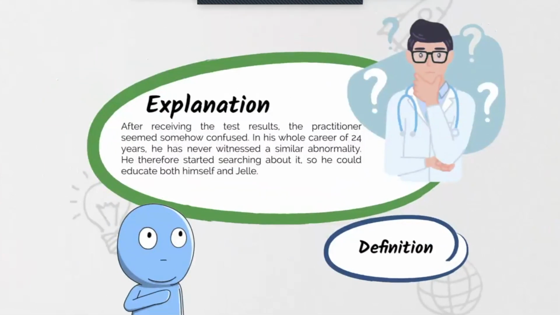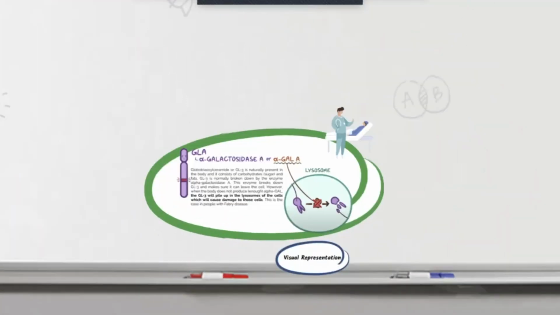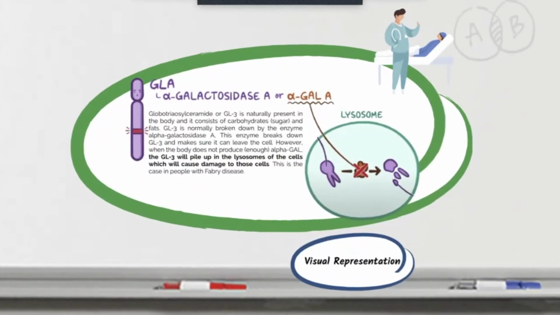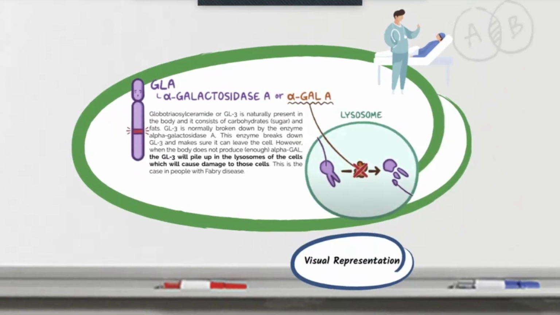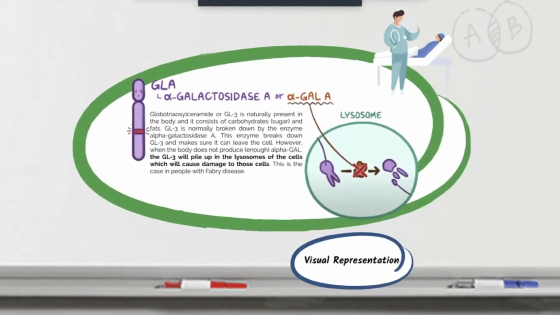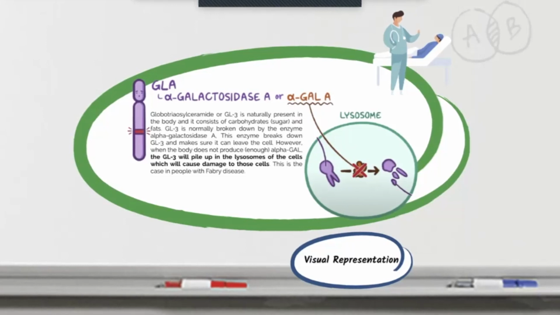So after Dr. Xander provided us with a definition of Fabry disease, he also wanted to explain to us how the biochemical pathway works. Yeah, so GL3 is naturally present in the body and consists of carbohydrates and fats. GL3 is normally broken down by the enzyme alpha-galactosidase A. This enzyme breaks down GL3 and makes sure that it can leave the cell. However, when the body does not produce enough alpha-galactosidase A, the GL3 will pile up in the lysosomes of the cell, which will cause damage to those cells.